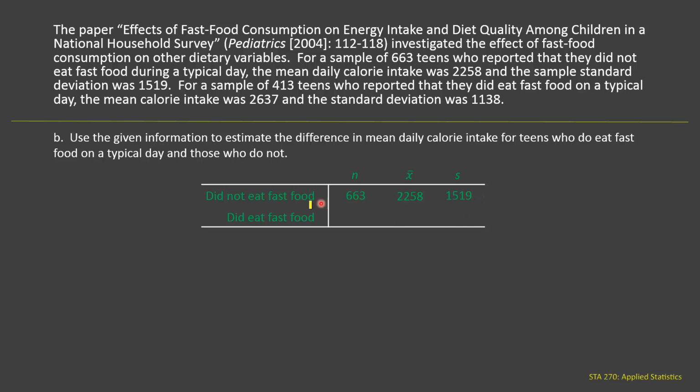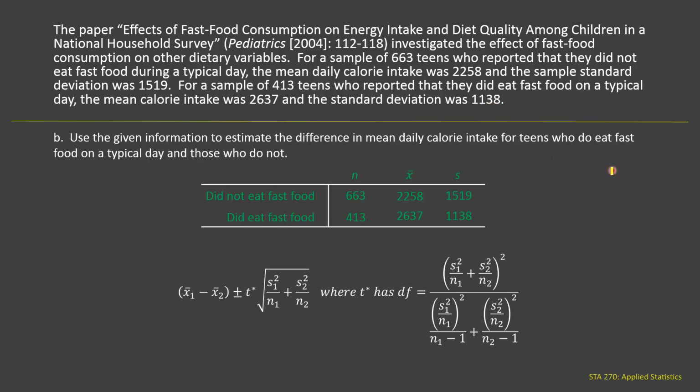Similarly, for the group that did eat fast food, we had a sample size of 413. We had a mean calorie intake of 2,637 and a standard deviation of 1,138. So now that we have all of that information put into the table, we can put this information into the confidence interval formula for the difference between two means. And here's our formula.